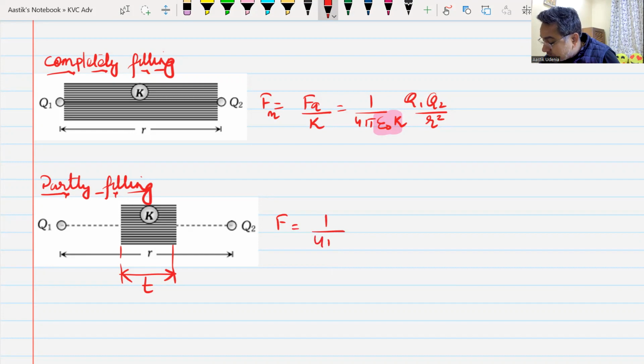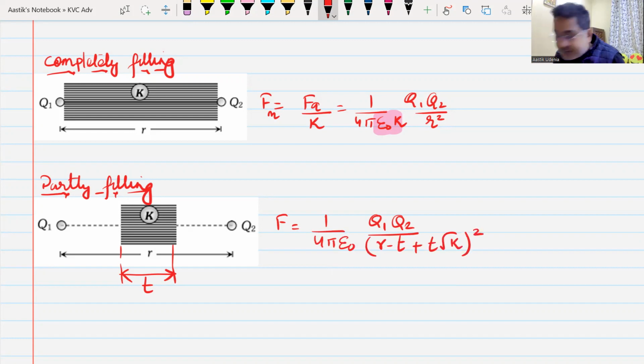1 by 4 pi epsilon naught q1 q2 upon, and remember this formula you will not find in books, (r minus t plus t times root over k) whole squared. Okay, sir. Note this down. Well, then let's move ahead.